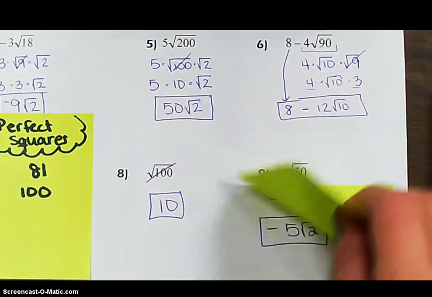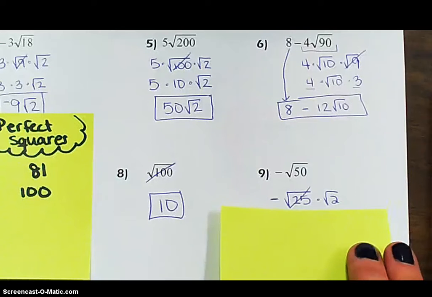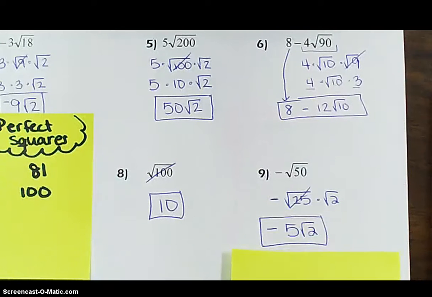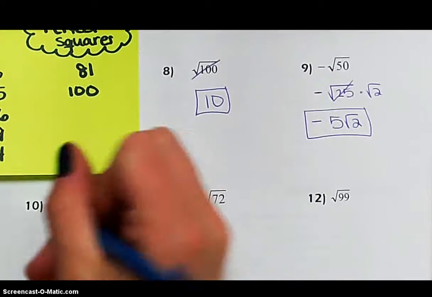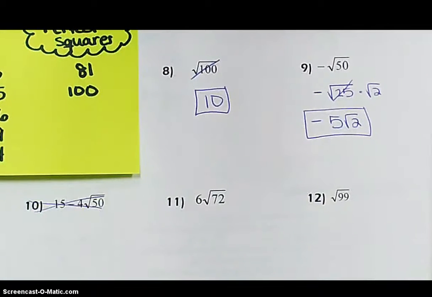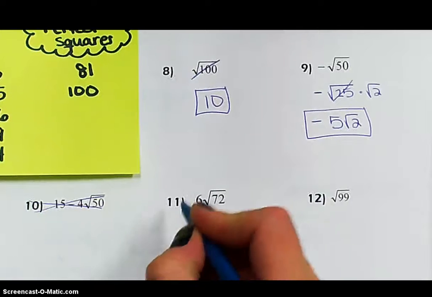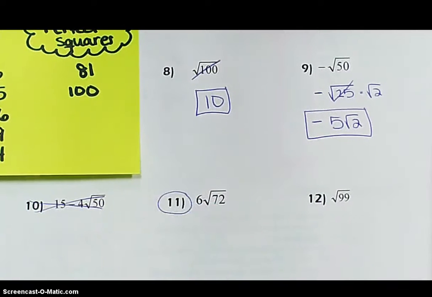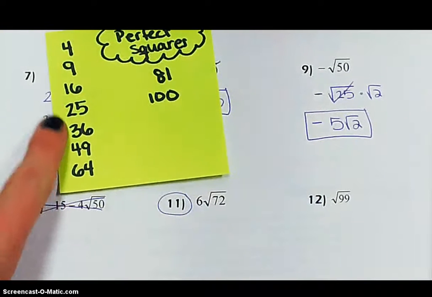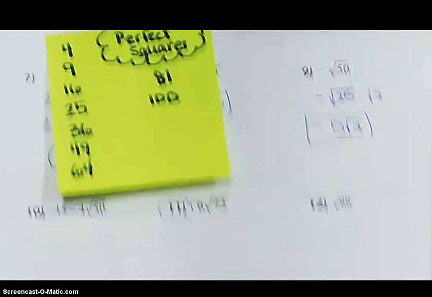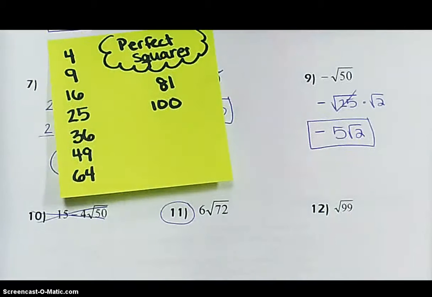All right, let's see. Were you able to break it down into radical 25 and radical 2 to get -5 radical 2? Then you've got it. All right, we're going to go down. We're going to skip number 10. What I'd like you to do next is try number 11 on your own. Remember to find the biggest perfect square that goes into 72. So go ahead, try it out, and put it in the computer.